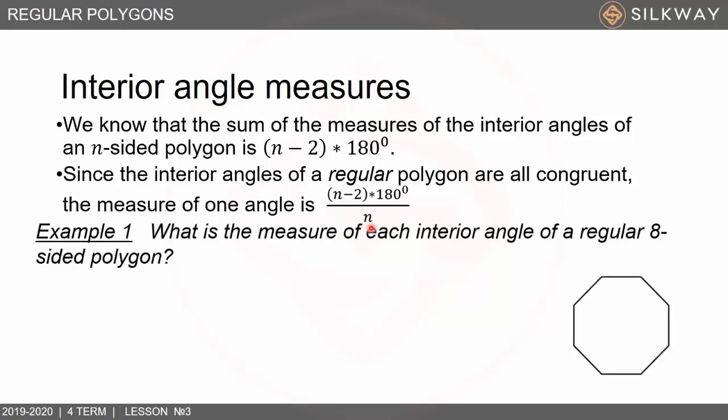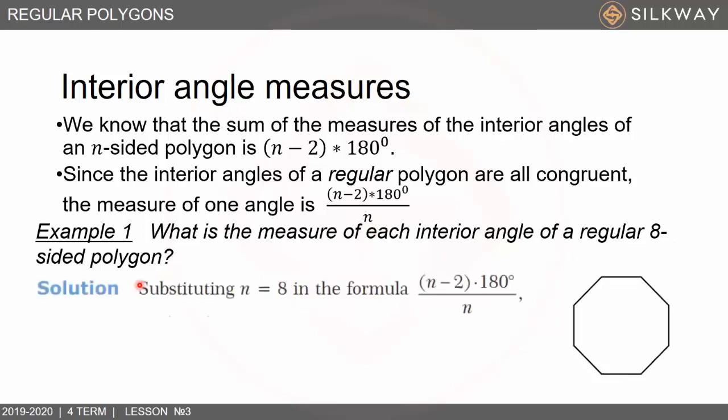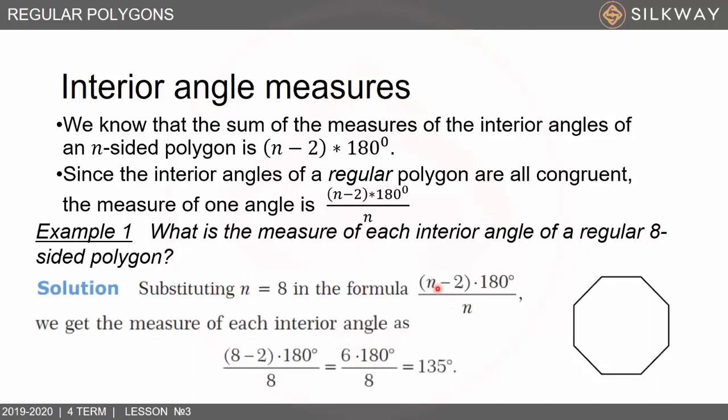Example number 1. What is the measure of each interior angle of a regular 8-sided polygon or octagon? If we use this formula, here n is the number of sides, yes? We know that an octagon is an 8-sided polygon and we just put 8 for n. If we solve this expression, we have 135 degrees. It means that each interior angle is equal to 135 degrees.